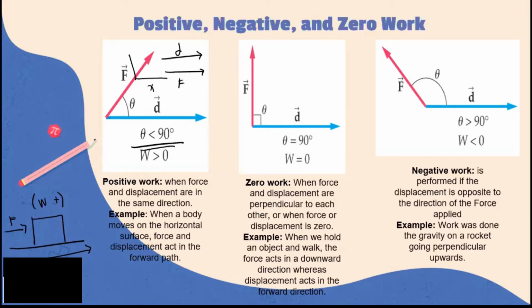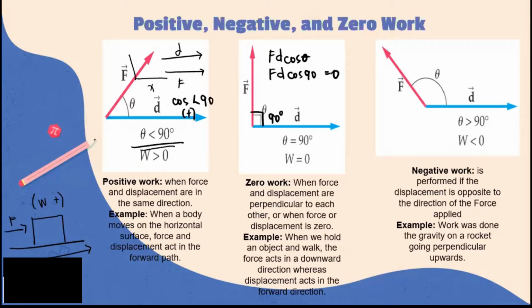Okay, pwede din natin siya i-apply mathematically using the equation F d cosine theta. So what if the relationship between the force and the displacement has 90 degrees between them? Kung i-apply natin yan, F d cosine 90. Cosine 90 is equal to 0. Dito naman, cosine less than 90, lahat yan positive.